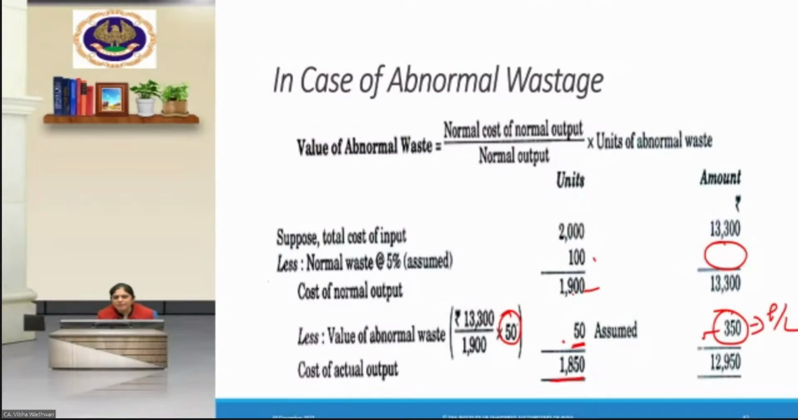13,300 divided by 1900 into 50. So this is the value of abnormal loss. It will go to profit or loss account. And this is the cost of normal output, and this is the actual output. So the normal rate per unit will be 13,300 divided by 1900. So this is how we take care of normal and abnormal. This will not be included in the total cost of production. It will go to P&L account.